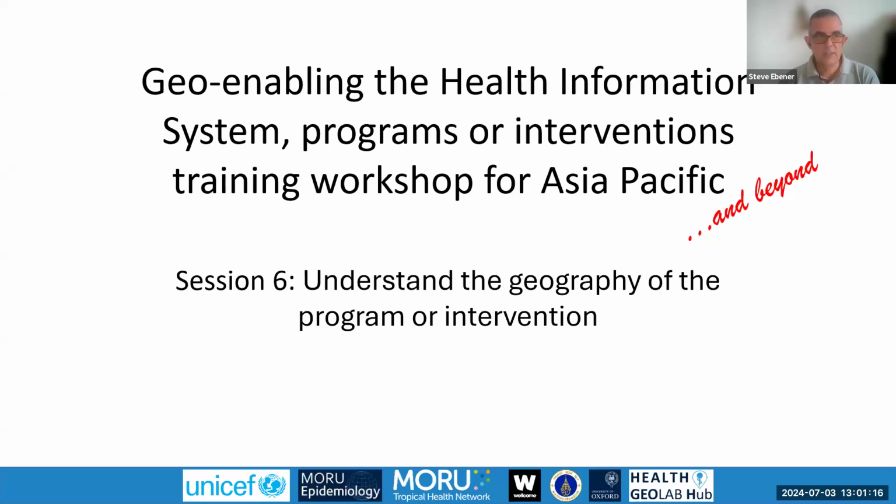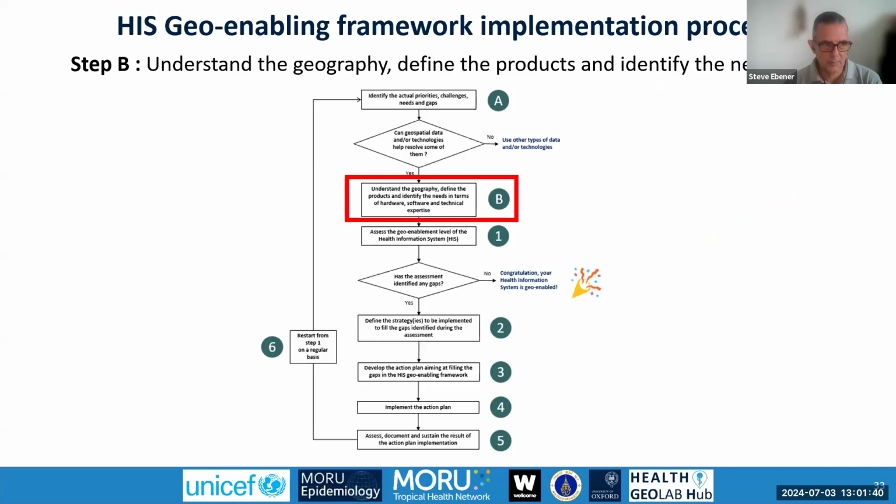Okay, so welcome to the third and last session of today's module, during which we will look at how you understand the geography of the program or intervention that you are aiming at geo-enabling. So this is the beginning of step B in the overall geo-enabling framework implementation process, right? Once we have, once again, identified if and how geospatial data and technology can help address or resolve some of the priorities or challenges that have been identified during the first step.